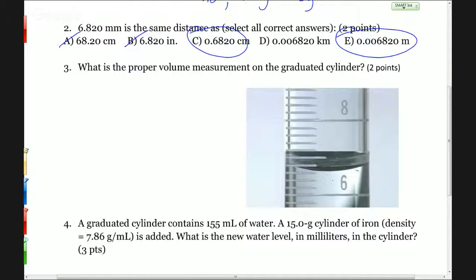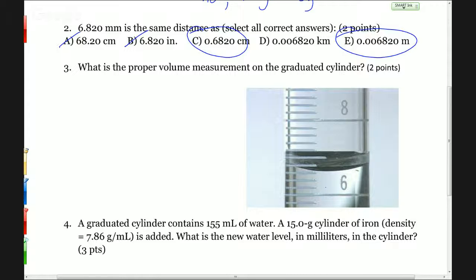What is the proper volume measurement on the graduated cylinder? So this one went pretty well. A couple of types of errors. I think the major error here was assuming that this scale was something that it wasn't, which is assuming that every tick was 0.1, which is not the case in this particular apparatus. And then the other mistake was not having the right number of decimal places. So let's talk about how we would get that.